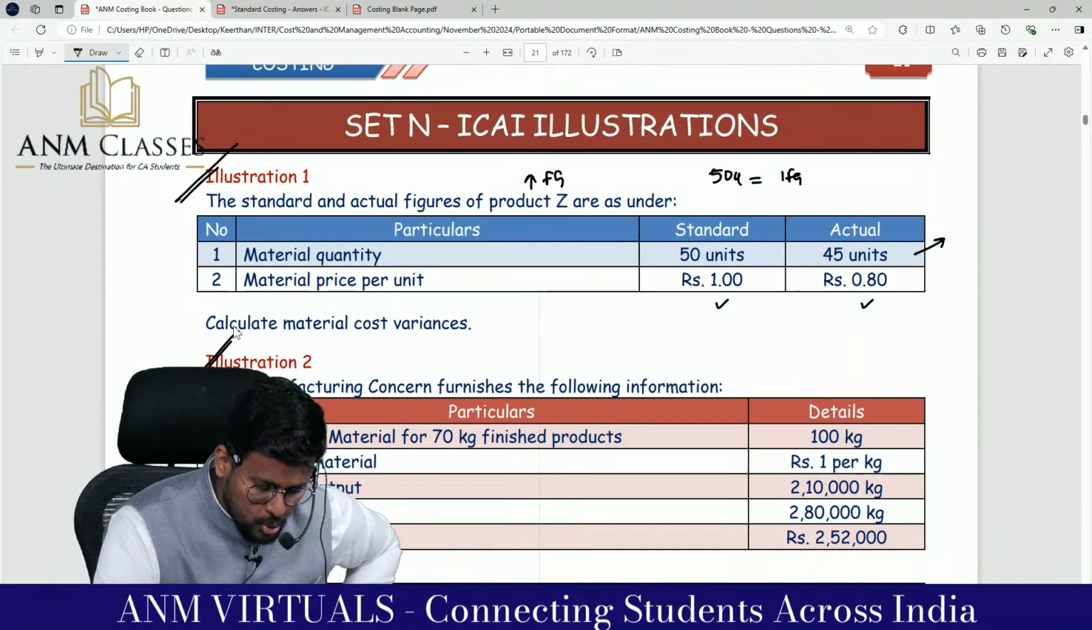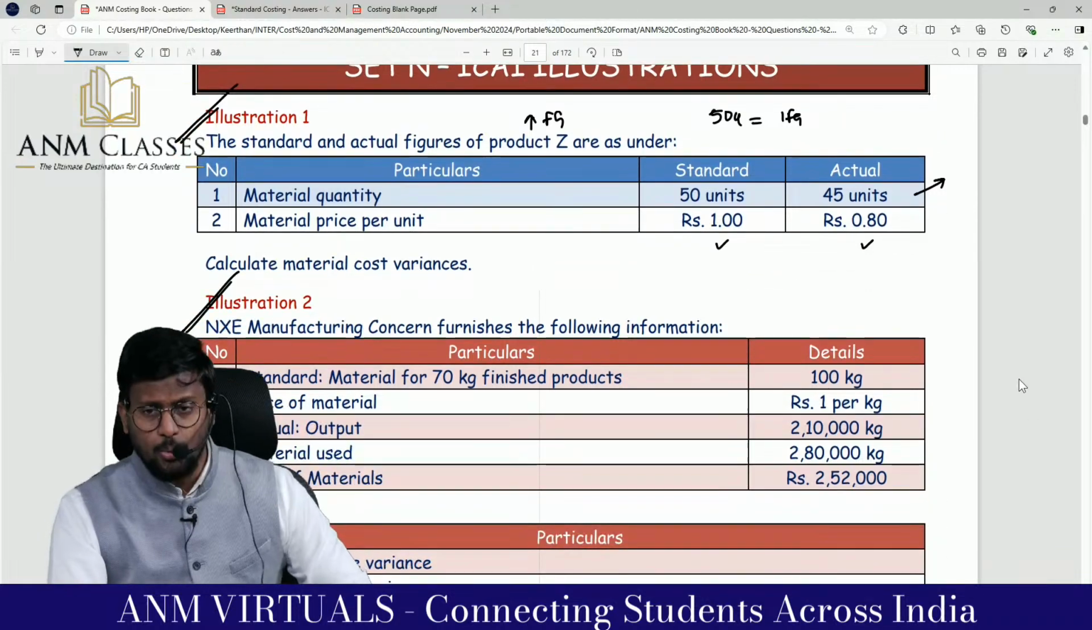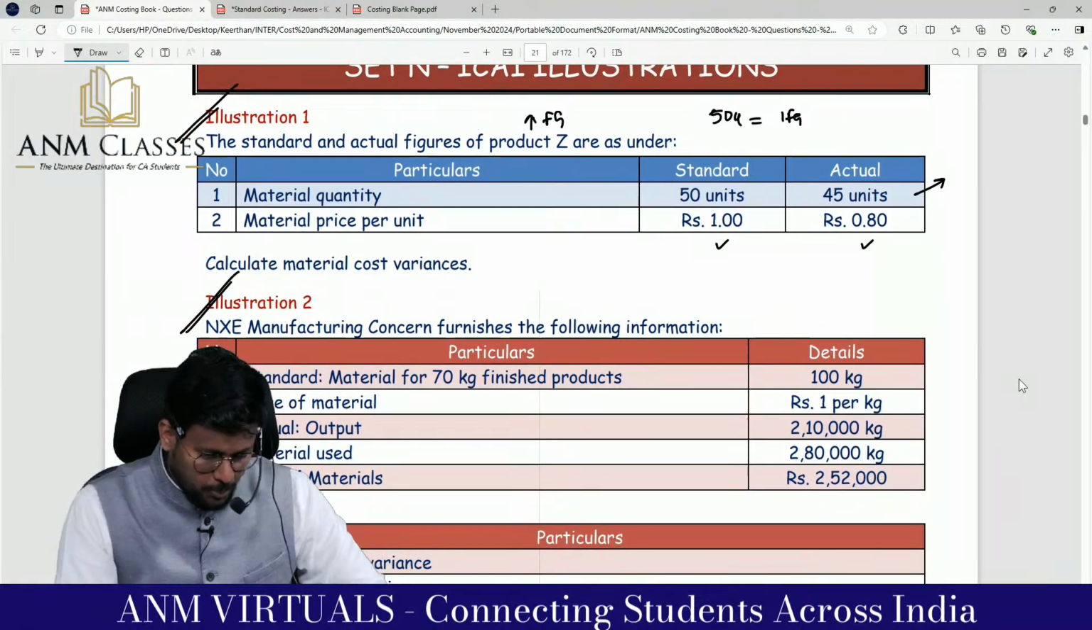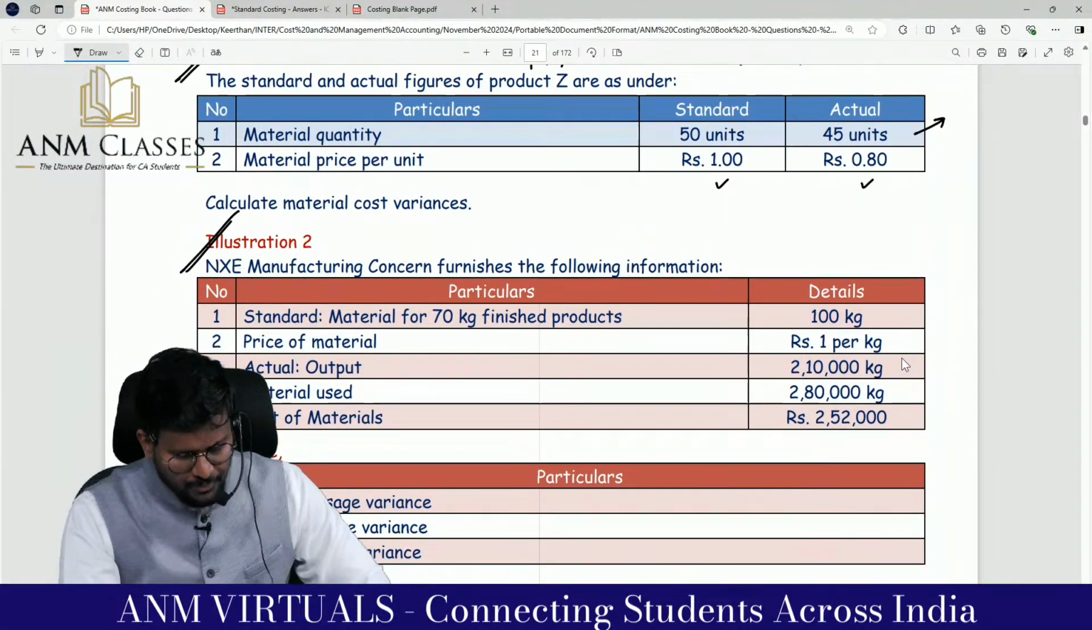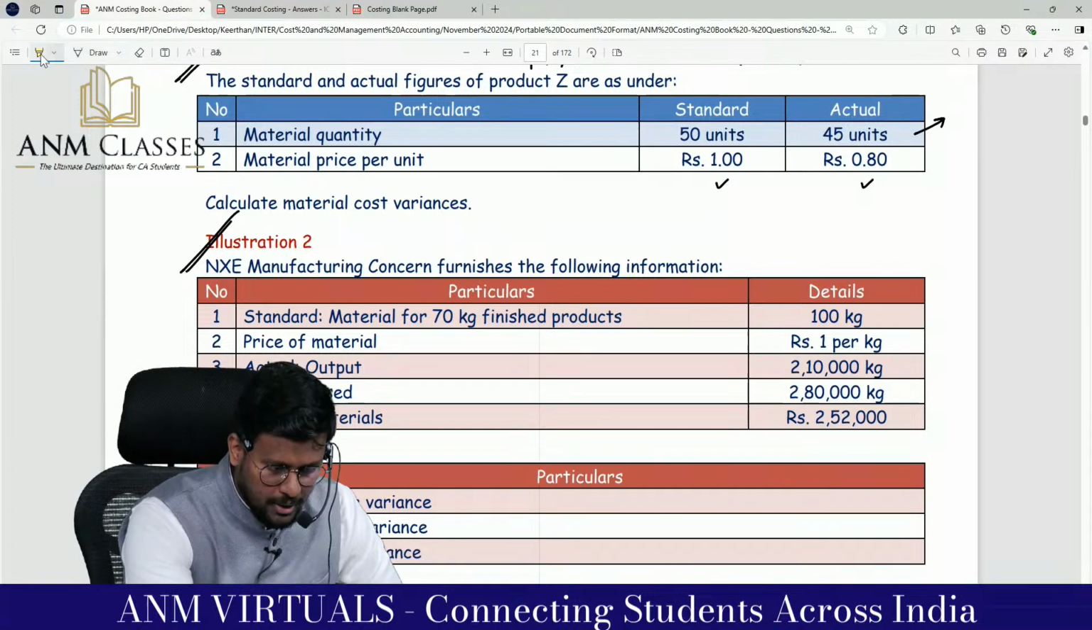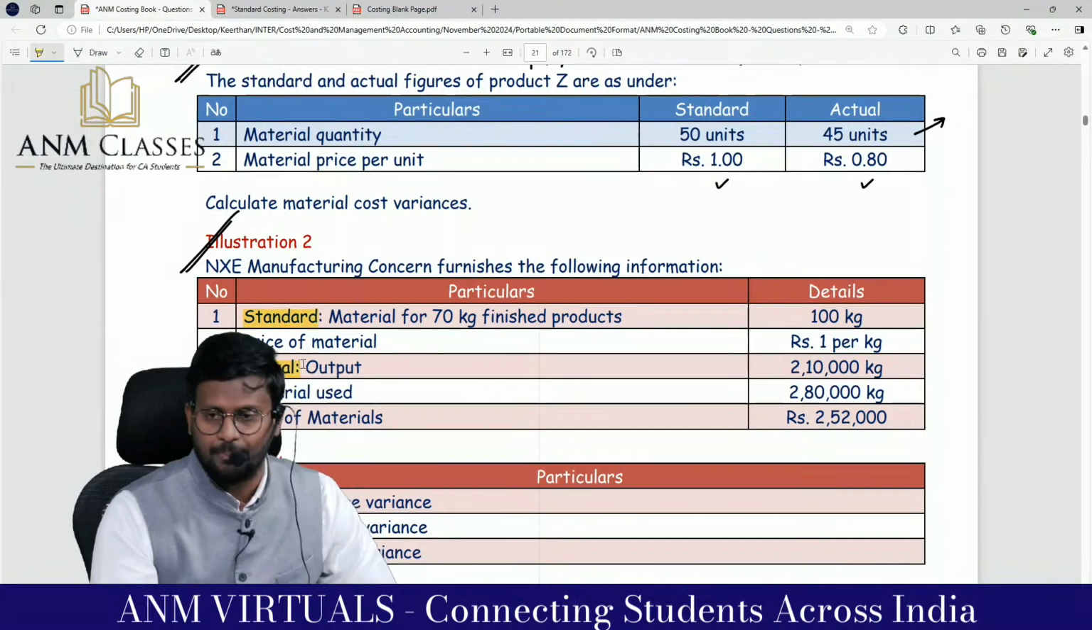I am moving into illustration number 2. Shall I? Yes, sir. I hope that you are comfortable with illustration number 2. Yes, super, sir. NXC manufacturing concern furnishes the following information. Standard has been given and actual has been given.